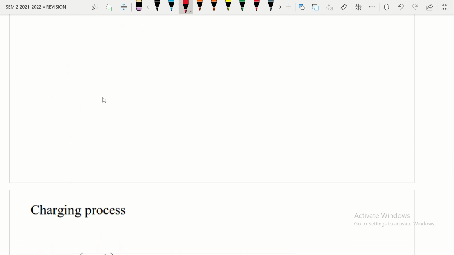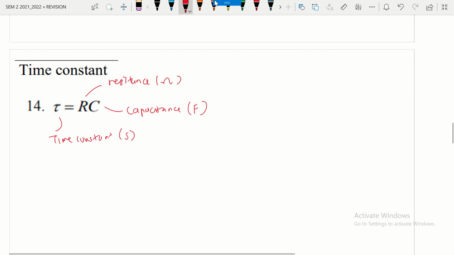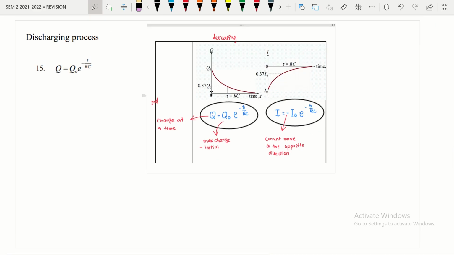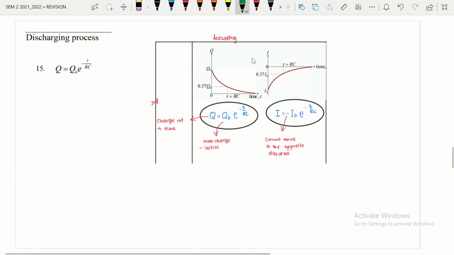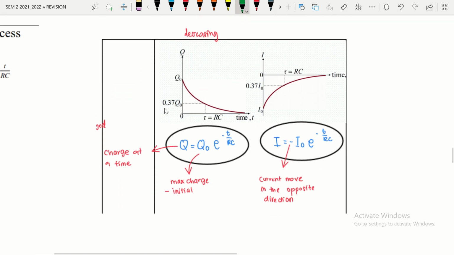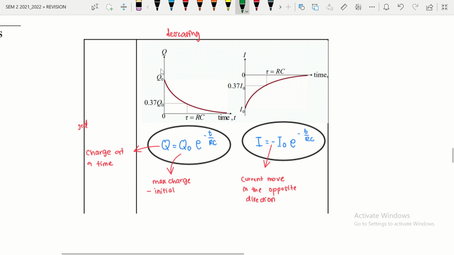Okay, so next we have 2 processes. It is either discharging process or charging process. So remember equation number 15, this equation is for the discharging process. So for the discharging process, usually the question will give a graph. Okay, so this is the graph for discharging process for charge, and this one is for its current.